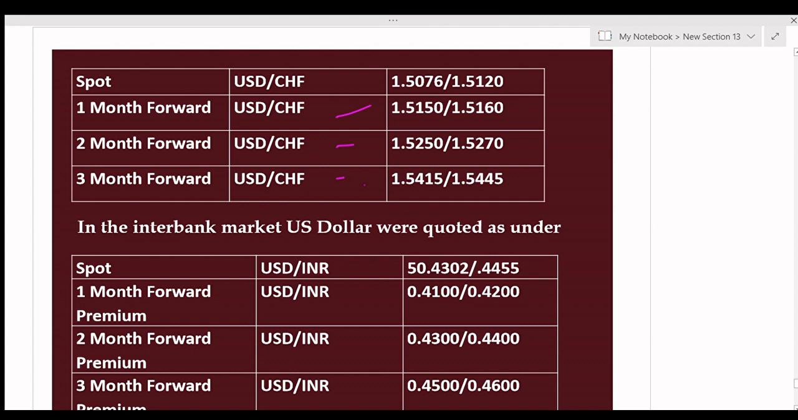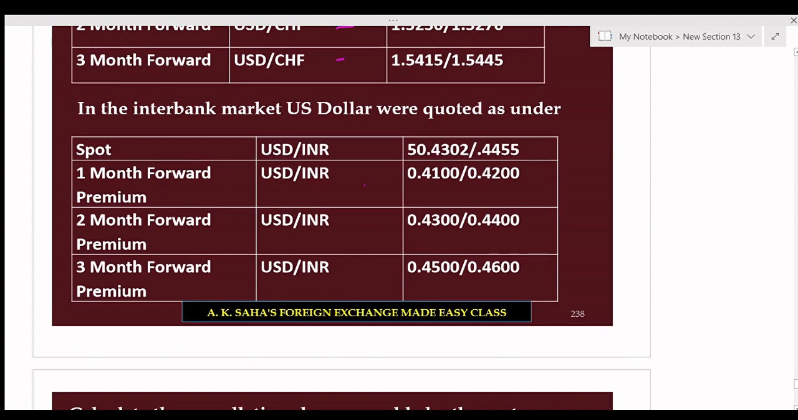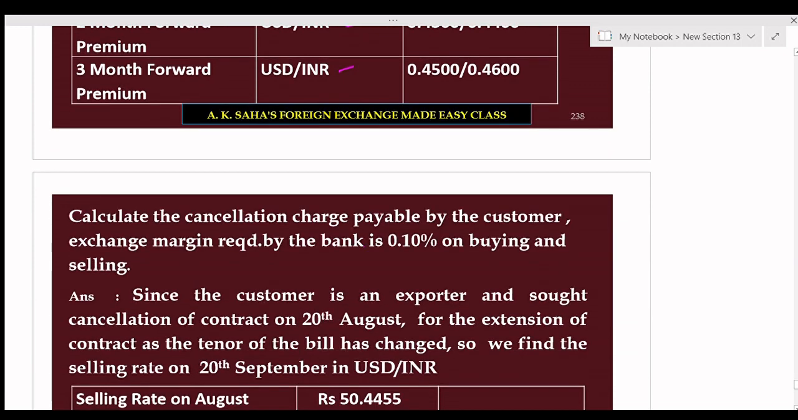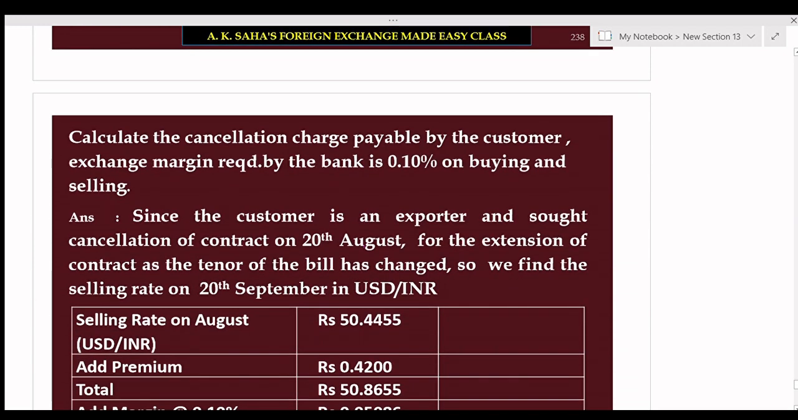In the interbank market, US dollar was quoted as under. Spot is given, that is on 20th August. 1 month forward is given. 2 month forward is given. 3 month forward is given. This is for the exporter case. Exporter cancels the contract on the maturity date.